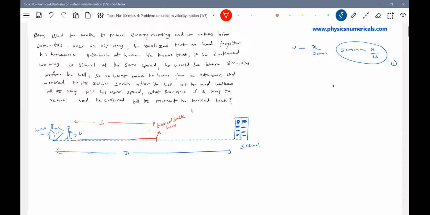Okay, let's read the question. If he continued walking to school at the same speed, he would be there 8 minutes before the bell. If he had continued, what is the remaining distance? x minus s. So it should have been x minus s with speed u, and that should have been 8 minutes before the bell time. Let TB be the bell time.